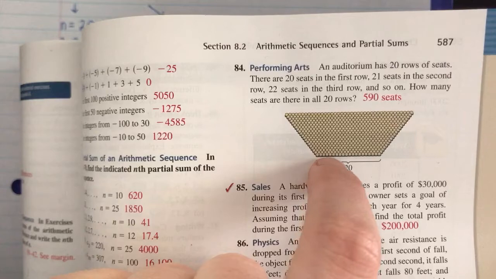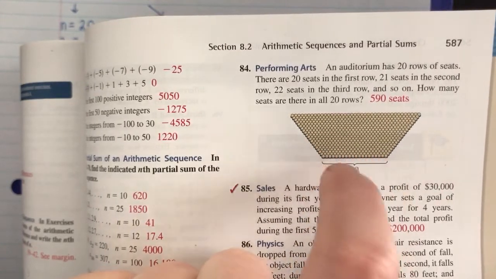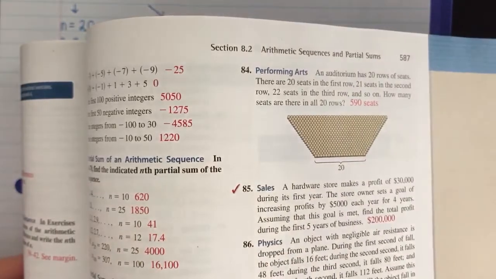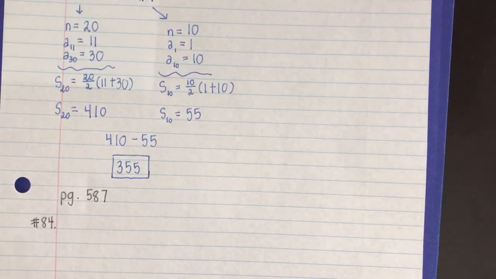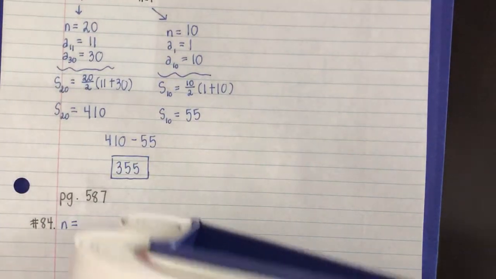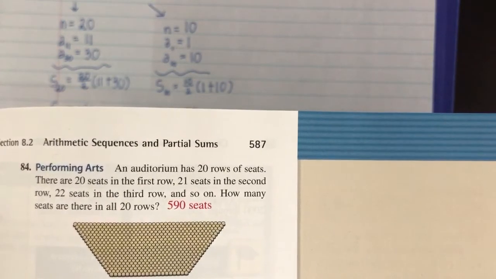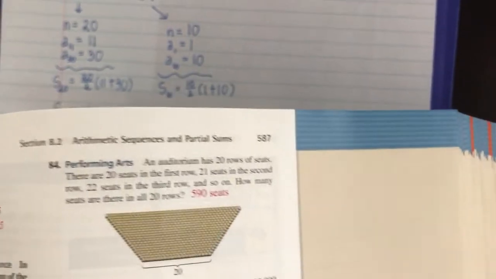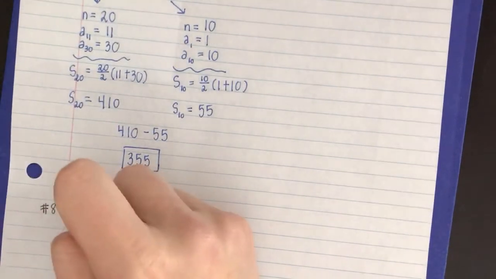So it's saying this is the auditorium, here's the seats. That first row is 20 seats, that second row is 21, 22, etc. So let's go ahead and set this problem up. So our n would equal 20, here's why. Read back the problem. So it says an auditorium has 20 rows of seats. Okay, so there's 20 total rows. So that means counting these, 1, 2, 3, 4, 5, 6, 7, 8, it's all the way up to 20. Okay, so n equals 20 because there's 20 rows.